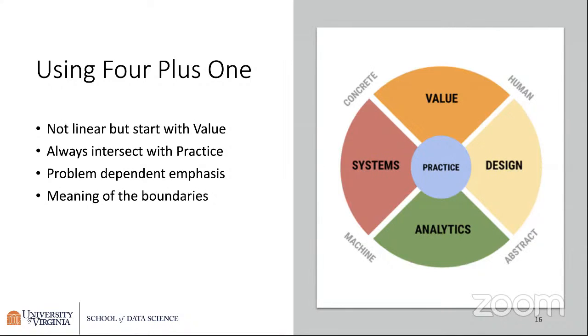Okay, the meaning of the boundaries. These things all have interesting boundaries, and frankly, I could talk about this 4+1 model and all the interesting pieces of it. But I'm just going to point out, and I'd like you to think about it, that when you look, for instance, at the boundary between value and design, it's a human boundary, because both of them are very concerned about talking to people. The interaction is with people more than it is with, I'd say, analytics or with machines or things that are solid in the world.